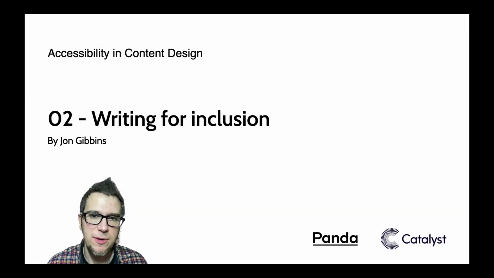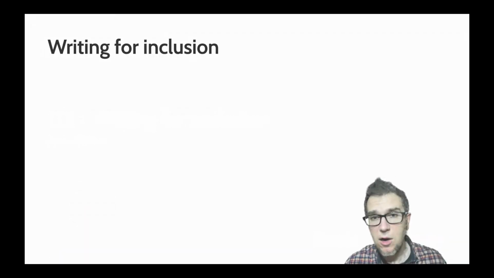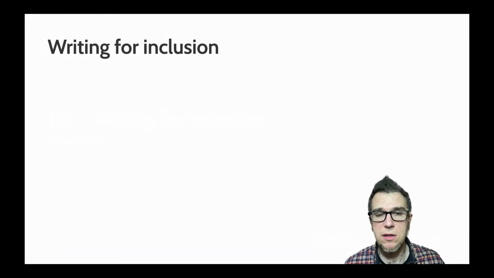Hi, I'm John. I'm going to talk about how our digital content can be more accessible and inclusive. In this video, we'll discuss writing for inclusion. I often say that good accessibility begins with good content. So let's check out some of the ways that we can make our writing more accessible and inclusive.